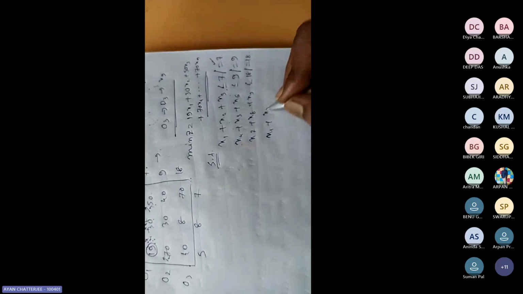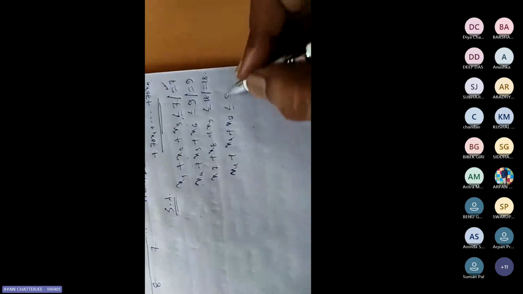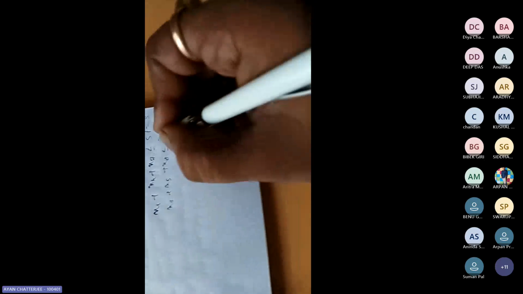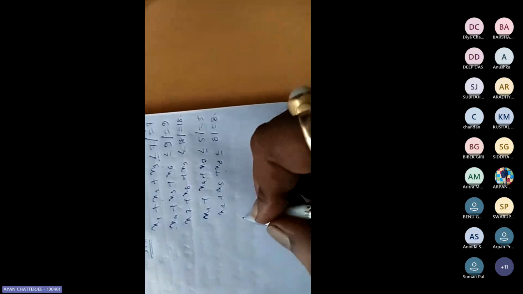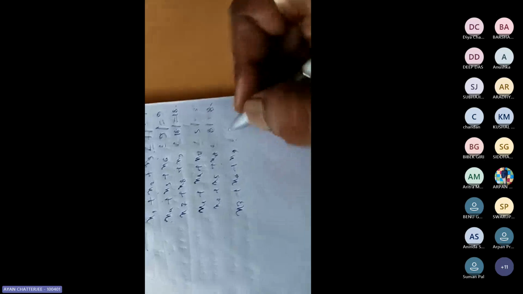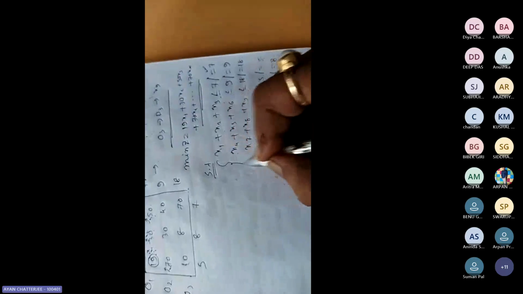Similarly, from these three demand conditions, we can find it this way also: x1 plus x4 plus x7 is less than or equal to 5, or equal to 5. Next, x2 plus x5 plus x8 is less than or equal to 8, or equal to 8. It depends on balanced or unbalanced. And the last one is x3 plus x6 plus x9 less than or equal to 7, or equal to 7. So you can understand what we got.